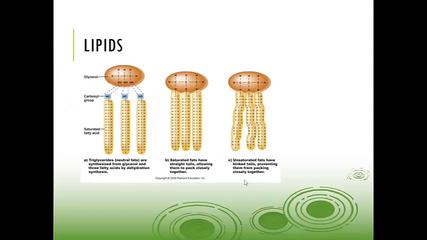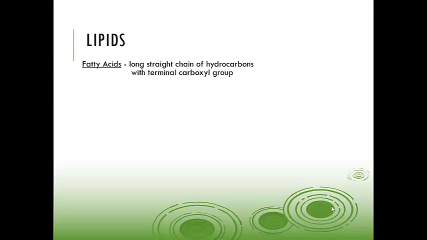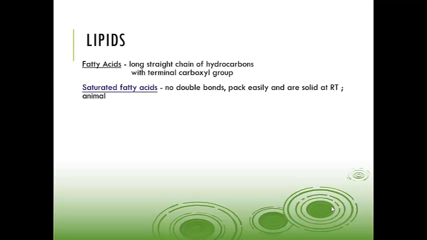Right, moving on with lipids, and here's what I was talking about. At the top part, lipids, the main components of a lipid are 3 fatty acids plus a glycerol. So your glycerol is at the top, and then you have your fatty acid strands which hang down from it. So fatty acids are those long straight chains of hydrocarbons. They have a terminal carboxyl end. Your saturated fatty acids have no double bonds. They pack easily and are solids at room temperature. So that's like butter.